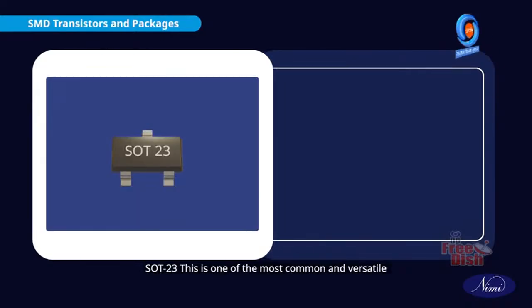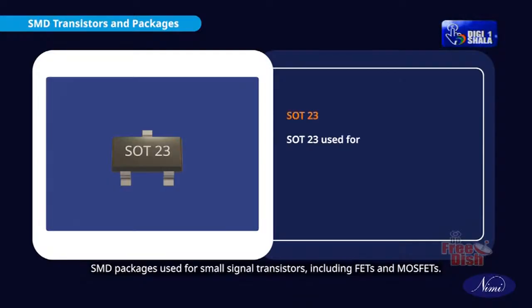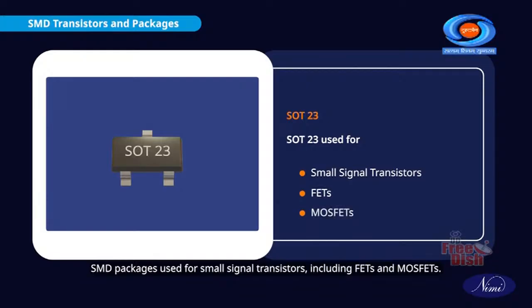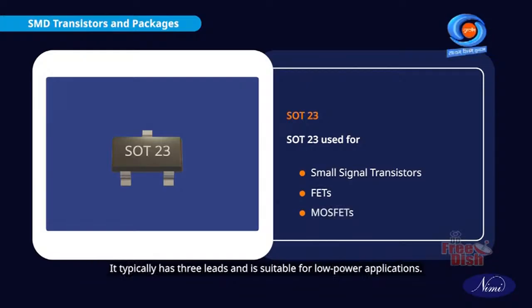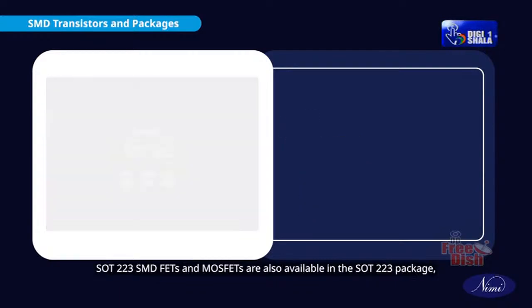SOT23. This is one of the most common and versatile SMD packages used for small signal transistors, including FETs and MOSFETs. It typically has 3 leads and is suitable for low power applications.